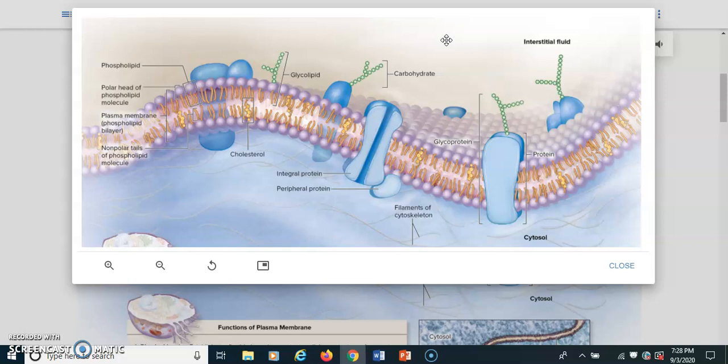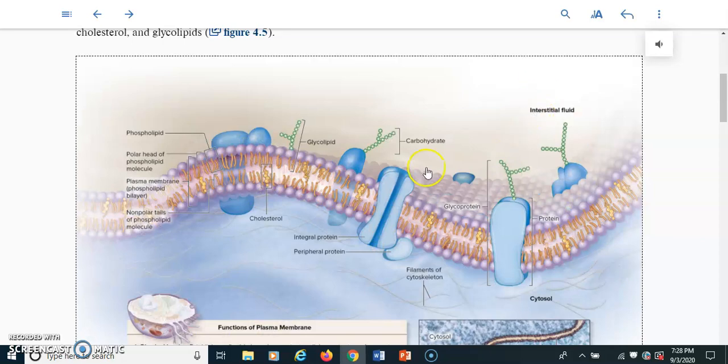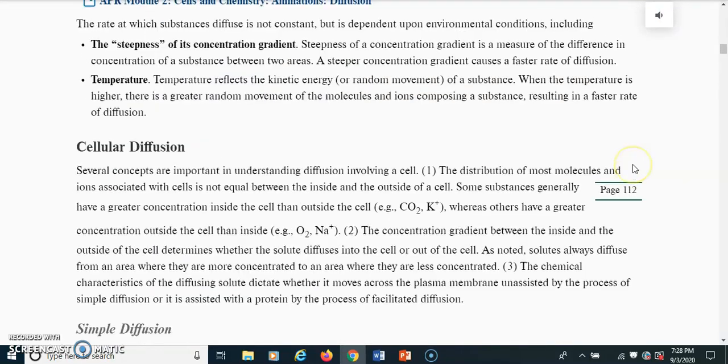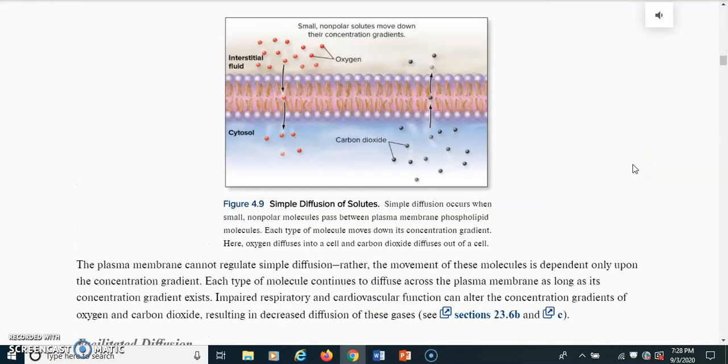Okay, so now that we have that overview of diffusion, we can talk about the difference between simple diffusion and facilitated diffusion. So let me go to our slide. Okay, here's an example of simple diffusion.